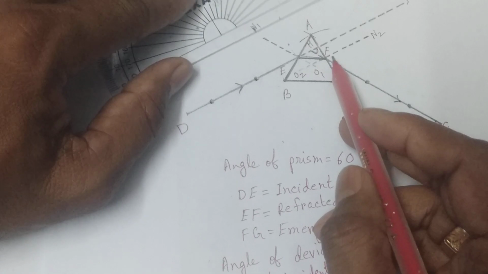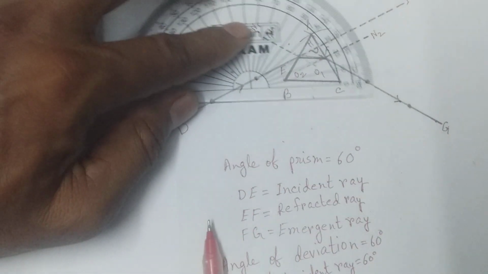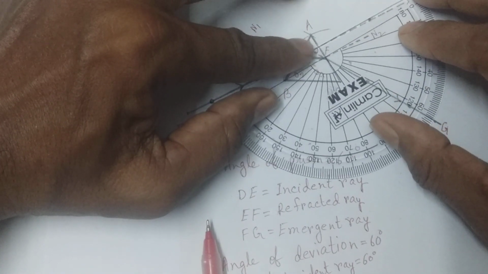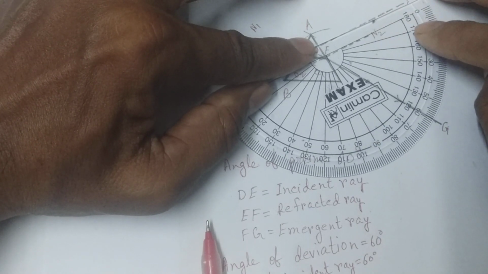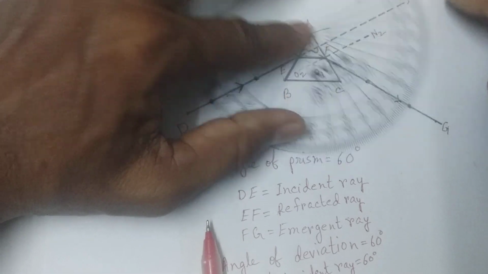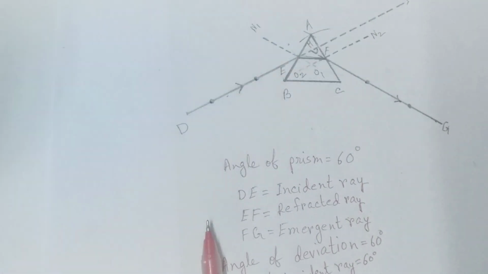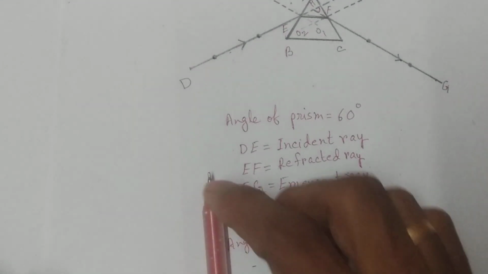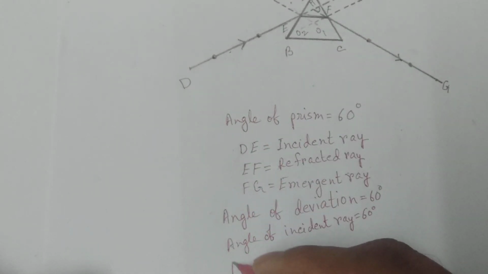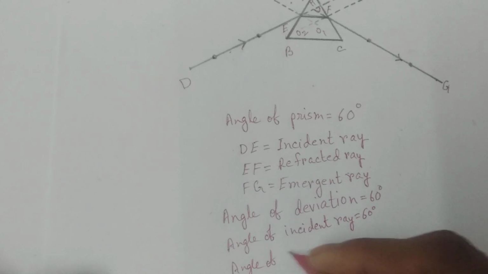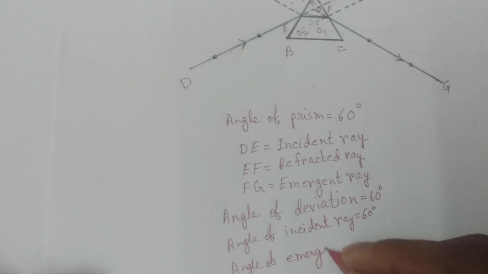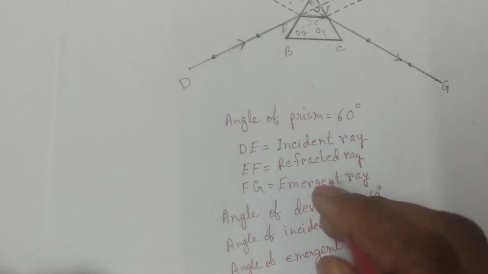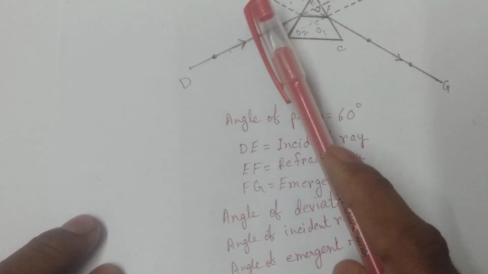And let us find the angle of emergent ray. Let us measure the angle of emergent ray. Here also you see the angle of emergent ray is also 60 degree. Angle of emergent ray is also 60 degree. Okay. In this way, you can find the angle of deviation in a prism.